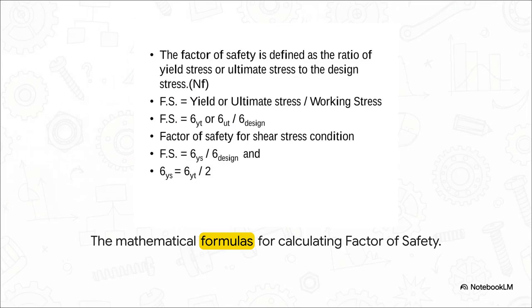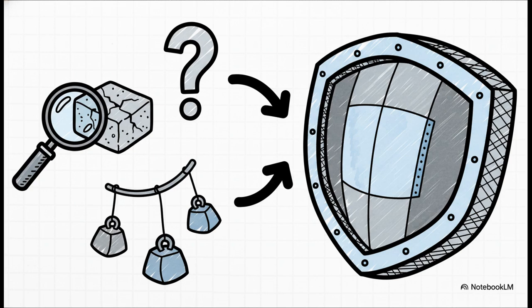So, how does this look on paper? The math is actually pretty straightforward. Factor of safety simply equals yield stress, or ultimate stress, divided by working stress. It literally translates our entire safety philosophy into basic math. But let's be real, it's math that carries the immense weight of human safety. And remember, you don't just pull a safety factor out of thin air. You have to select it based on really rigorous criteria.